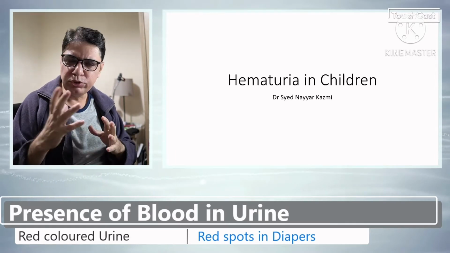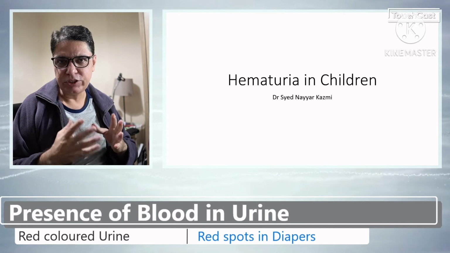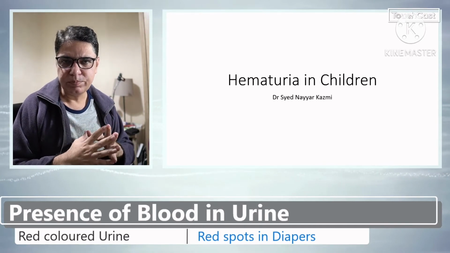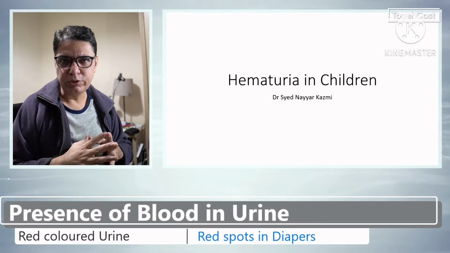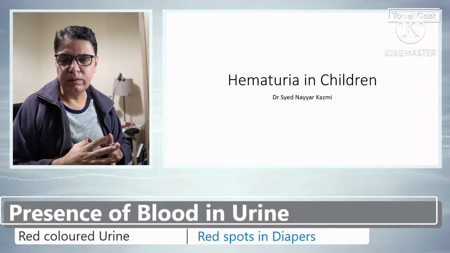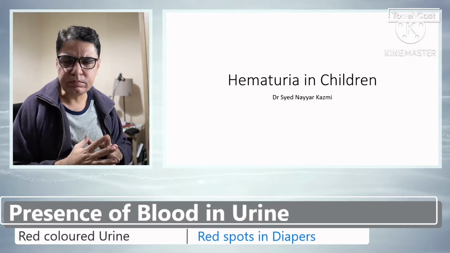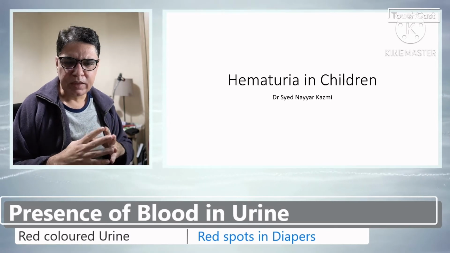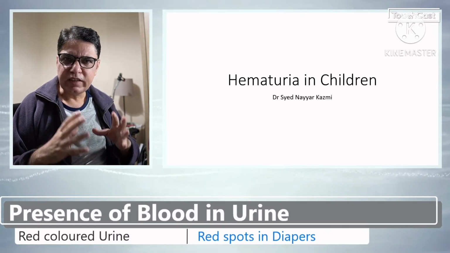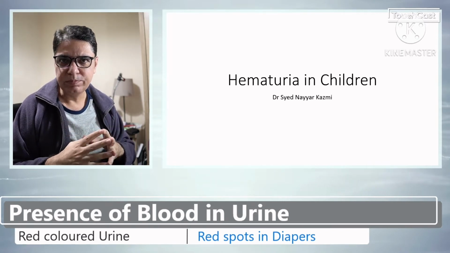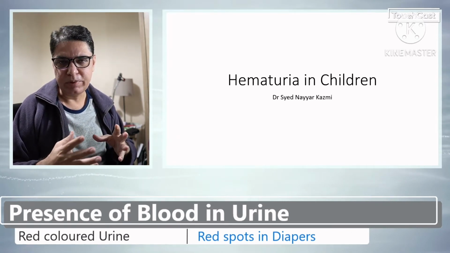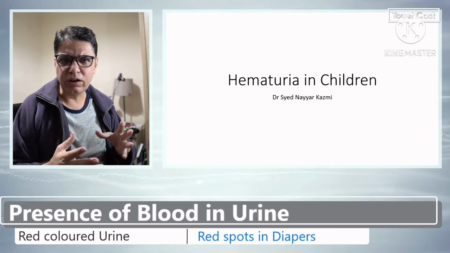Now, as I told you earlier, by definition it means blood in the urine. Now it's usually of two types, what we call gross or macroscopic hematuria, and the other one is microscopic hematuria. Now please keep it in mind that it's not necessarily that a red colored urine would mean that there is blood in the urine. We have to check it by chemical methods. So let's start with the types.